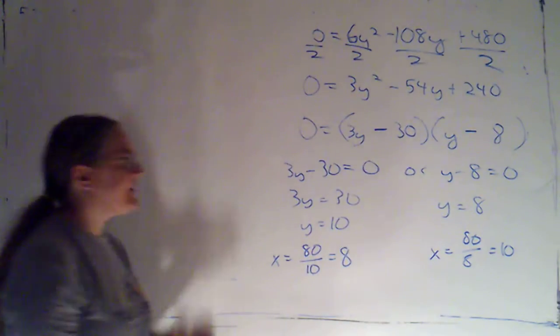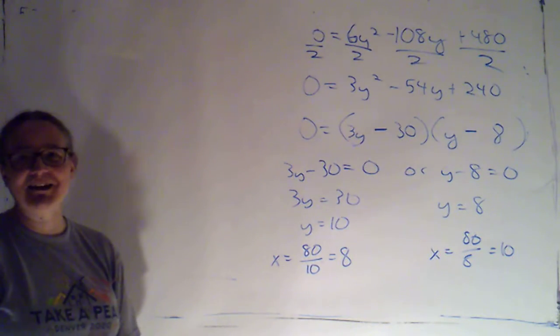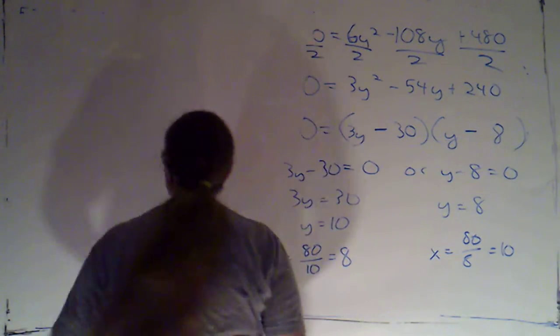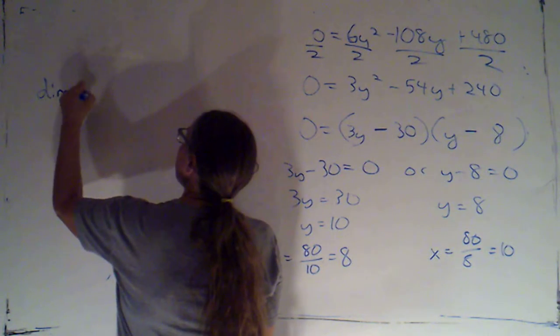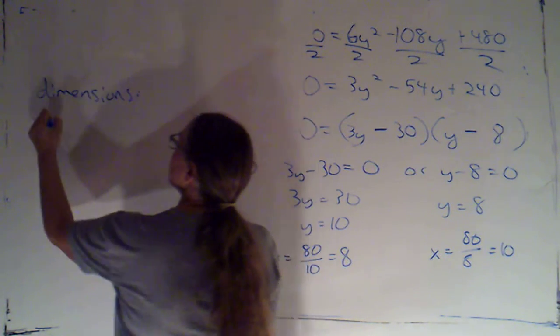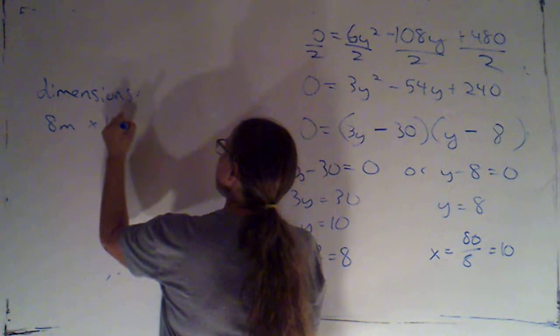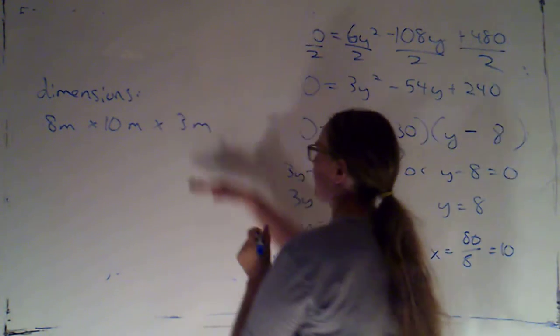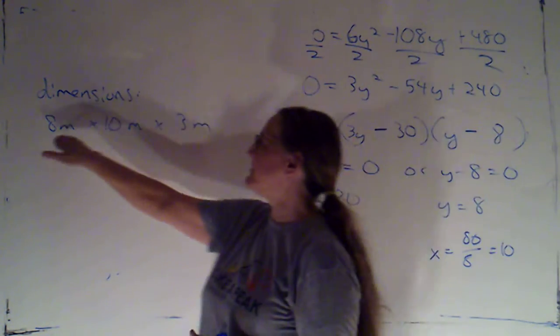One of the sides is going to be 10 meters, one of them is going to be 8 meters, and of course the height was 3 meters. So make sure we give our answer, our dimensions: 8 meters by 10 meters by 3 meters, where this dimension was given, and these are the two that we just found.